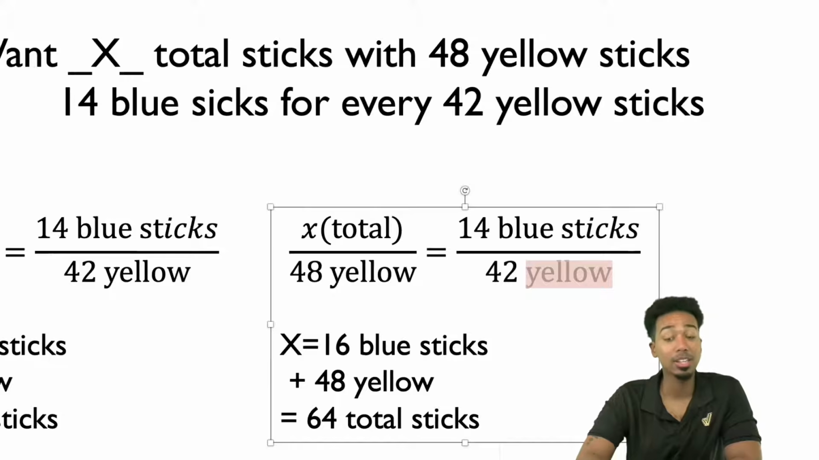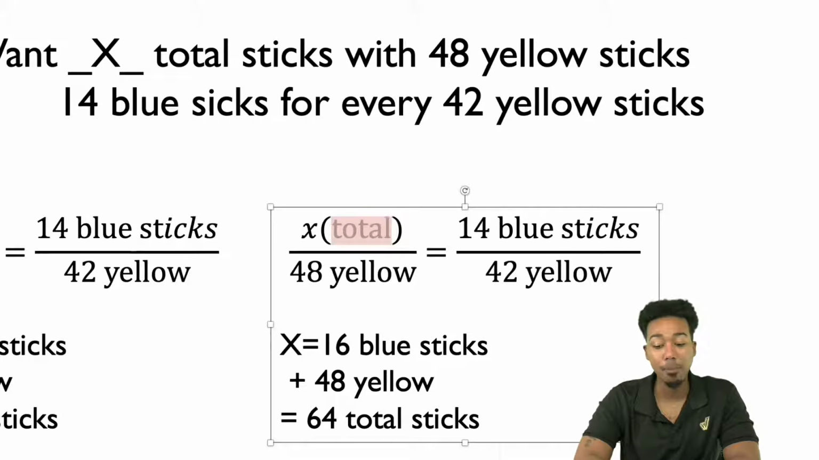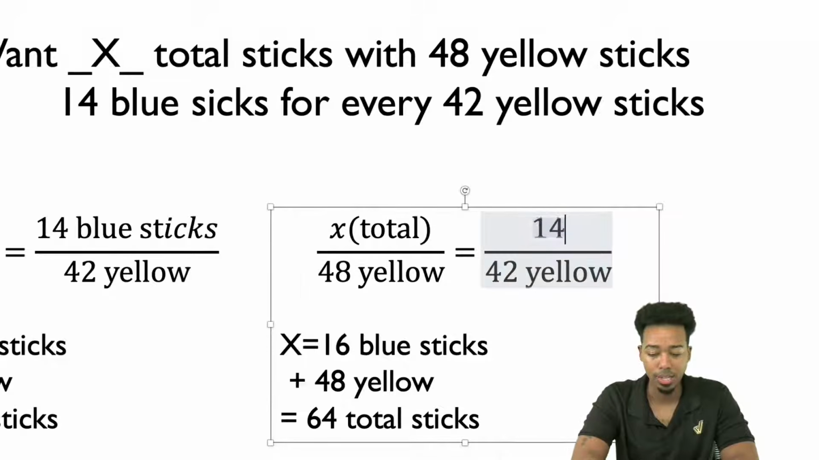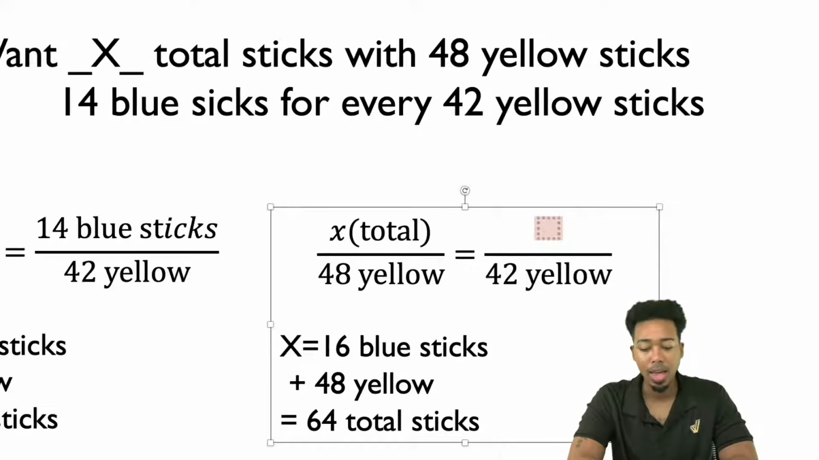And if the top on the left is total, then that means that the top of the right should also represent what? If the top left represents total, the top right also needs to represent what? The same thing, the total. You need to compare the same things in the same way. And so that's why over here, this 14 blue sticks, gone. I do not care about the 14 blue sticks. I have yellows lined up, and I need to line up the totals.